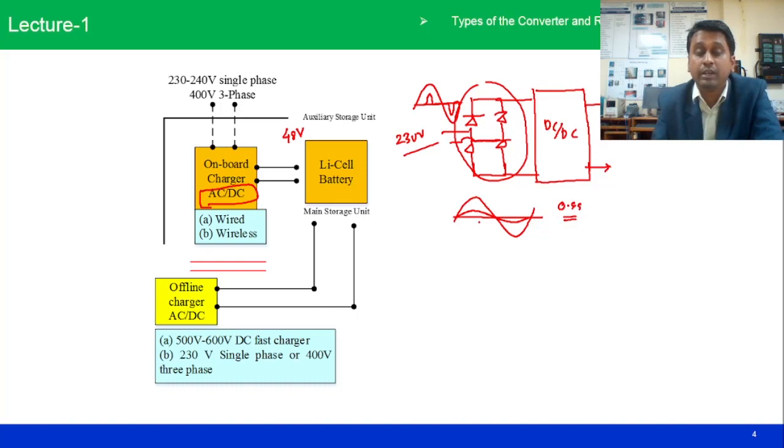This is one important requirement if wired charging is being used. Now the wired charging may be an onboard charging system, and then also this requirement should be fulfilled.